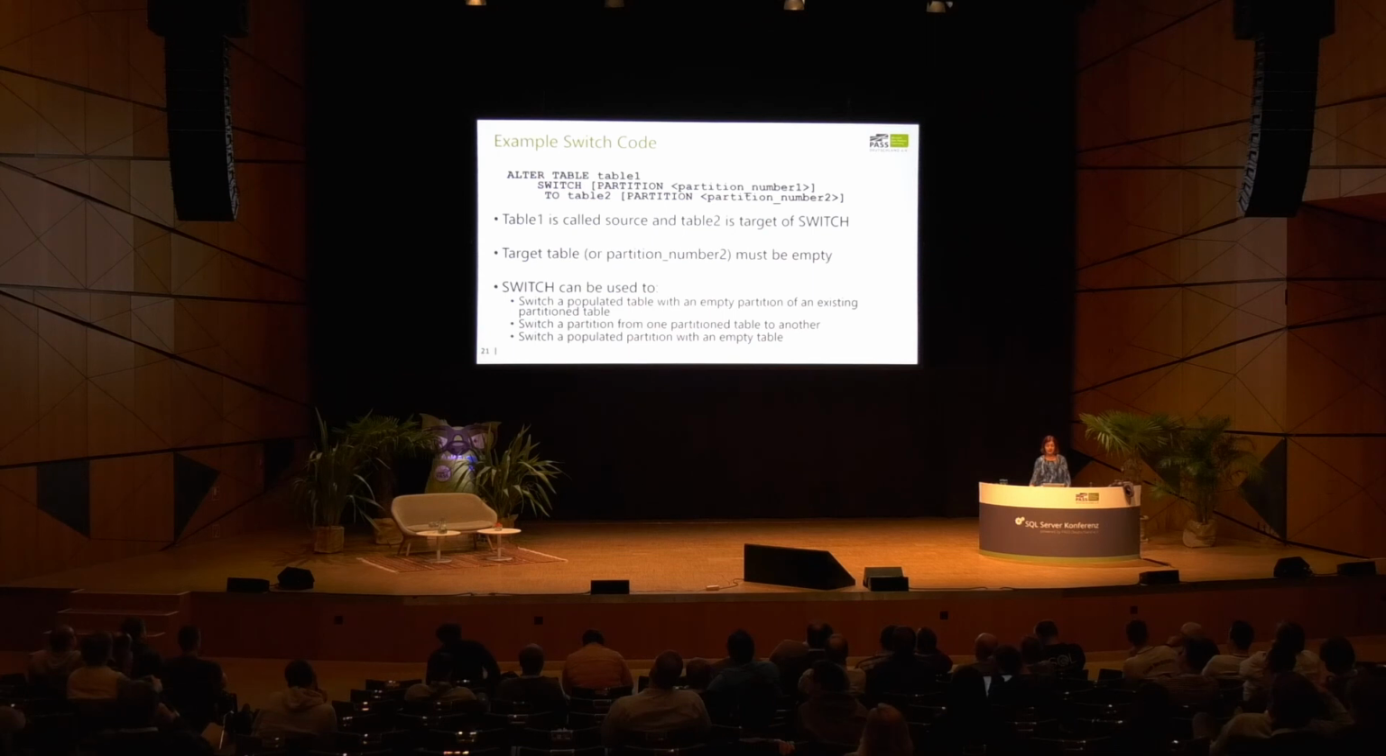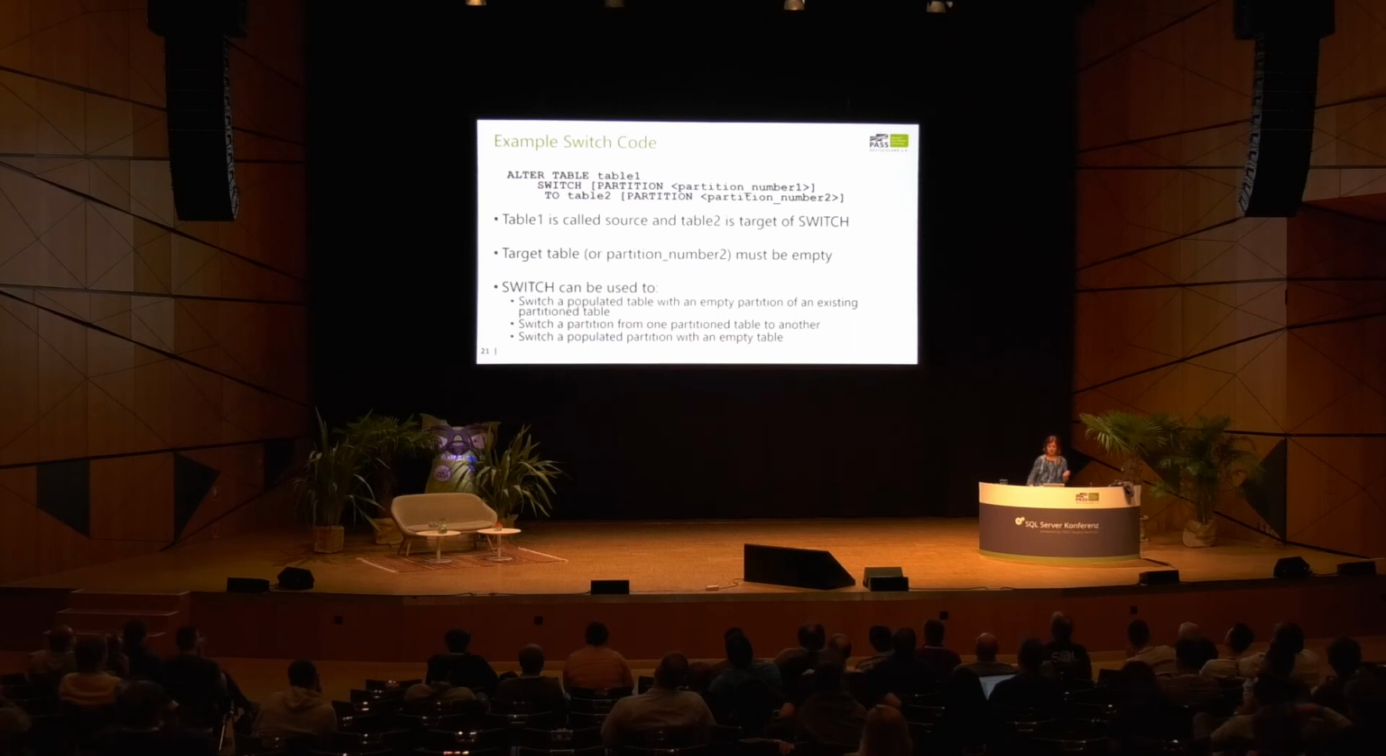So here's what it looks like. It's an alter table operation because we're actually changing the metadata for a table to give it a new partition or to remove a partition. Alter table, table 1 is called the source. Switch, and there's certain variations of it. We can either switch a partition of the table to another table, or we can switch the whole table to be a partition of another table. There are 3 different possibilities.